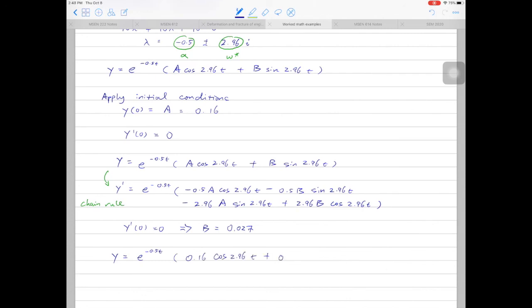The rest is trivial, and you can easily get the final answer. In the next video, we'll look at a group of slightly more complicated second-order differential equations called the Euler-Cauchy equations.